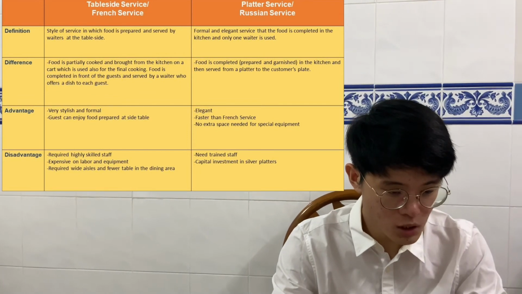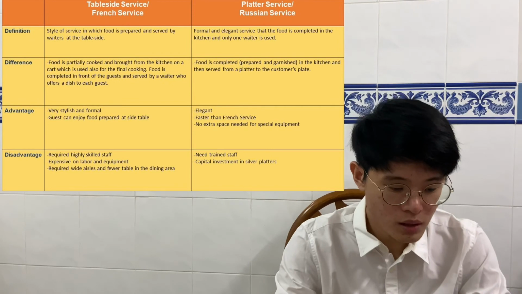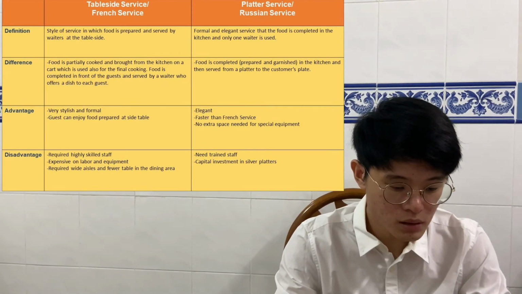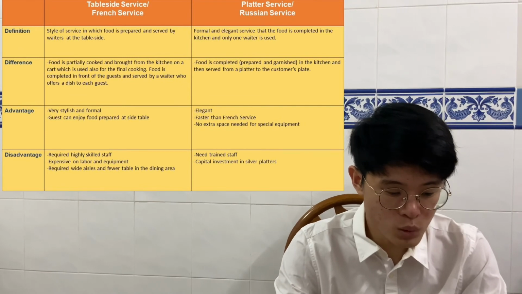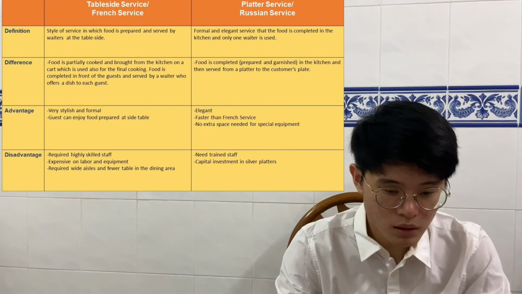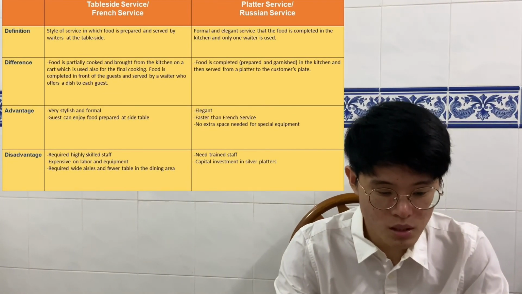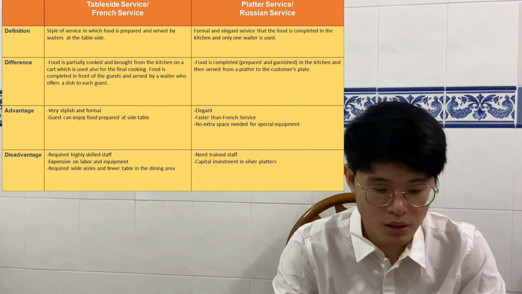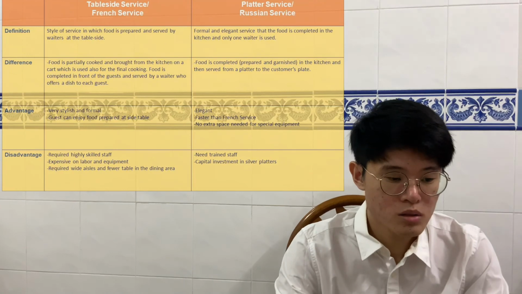The disadvantage of table side service is that it requires highly skilled staff, expenses on labor and equipment, requires wide assembly, and has fewer tables in the dining area. Then the last one, the disadvantage of the platter service, is that it needs trained staff and capital investment in silver platters. So that's all about the category of service.